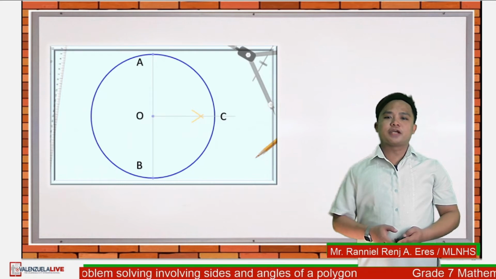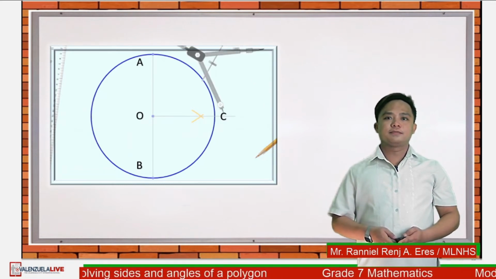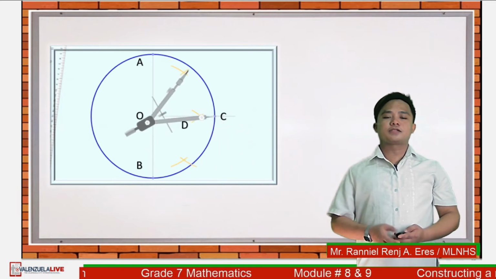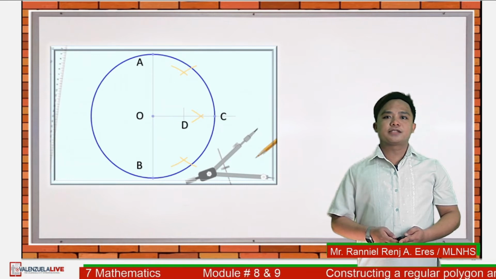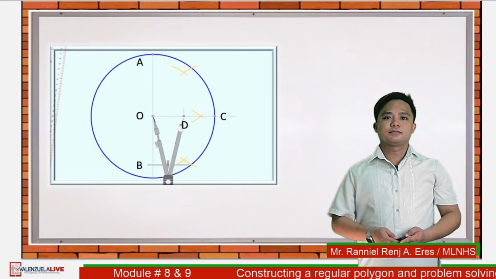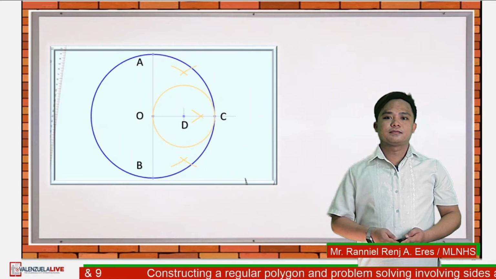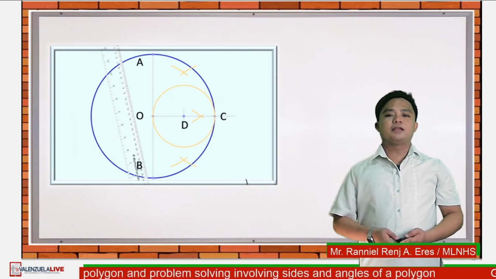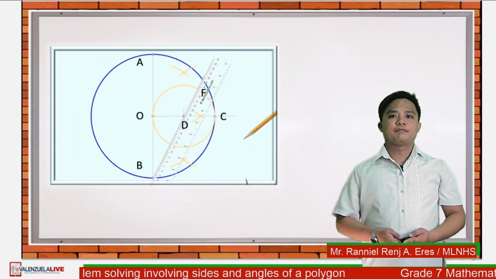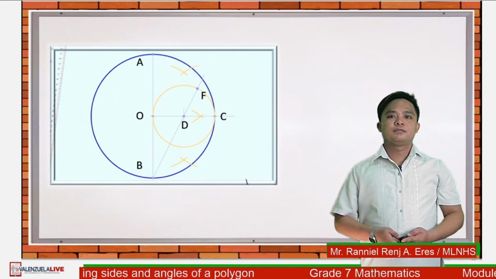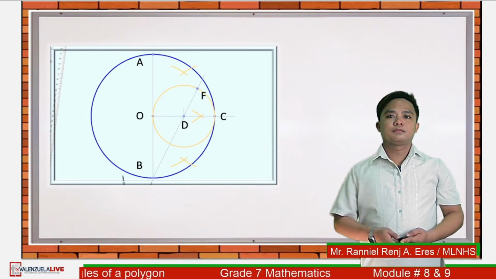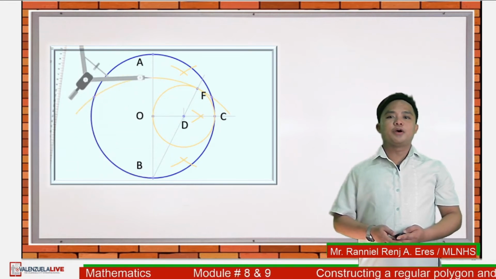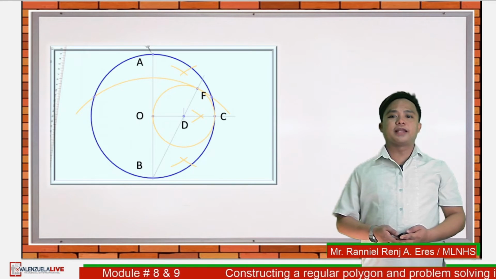Next, draw a perpendicular bisector of segment CO, forming its midpoint D. Next, draw a small circle using the radius DC, where the center is D. Next, draw a line from B through D intersecting the small circle at point F. Next, set the width of the compass at B and create an arc through F and name the intersection point on the big circle as point G.